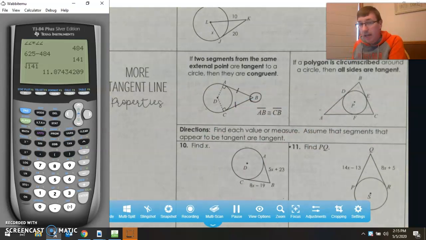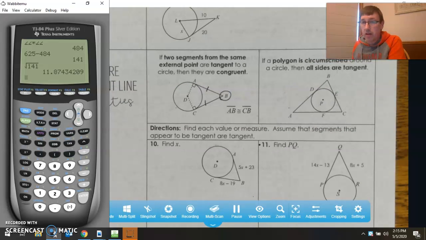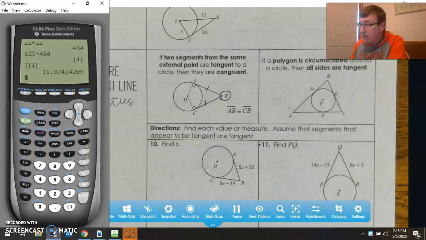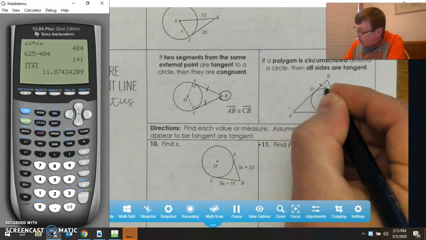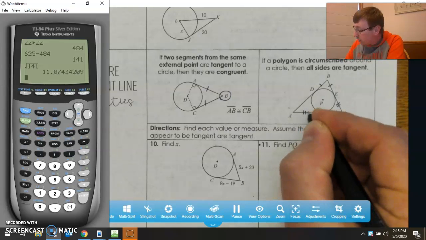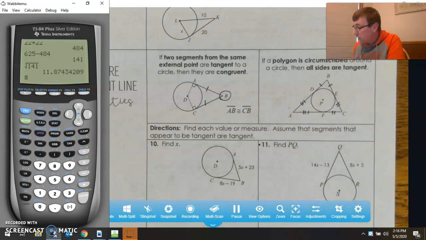Also, if a polygon is circumscribed around a circle, then all sides are tangent. So I've got a circle and I've got a shape around the circle. That means it's circumscribed. So this side will be congruent to this side. These two sides will be congruent, and those two sides will be congruent. We'll do a problem like that in a little bit.